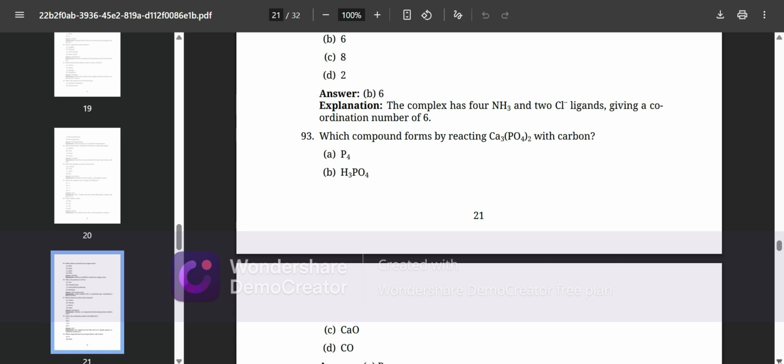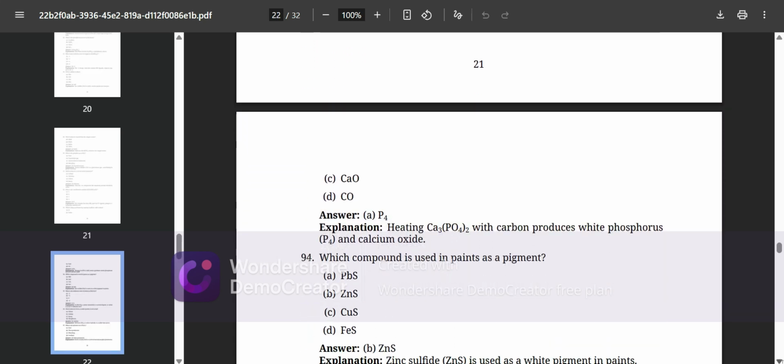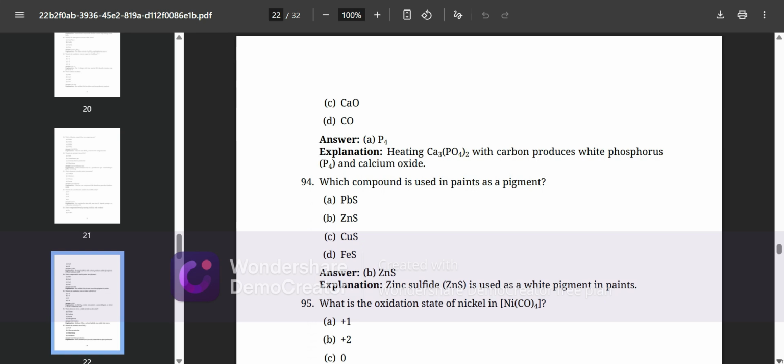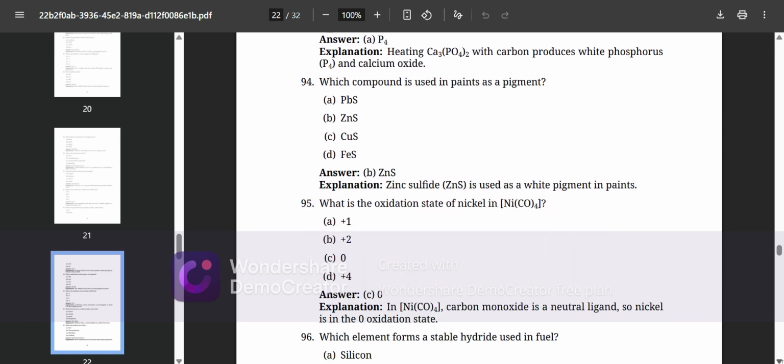Which compound forms by reacting Ca3(PO4)2 with carbon? P4. Heating Ca3(PO4)2 with carbon produces white phosphorus P4 and calcium oxide. Which compound is used in paint as a pigment? ZnS. Zinc sulfide ZnS is used as a white pigment in paint.